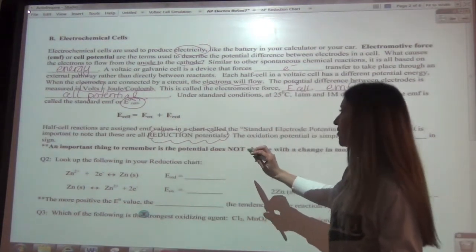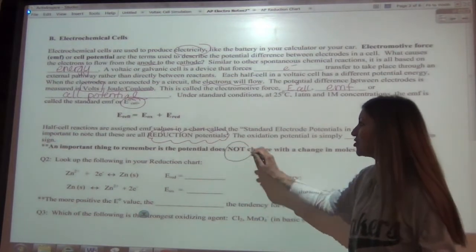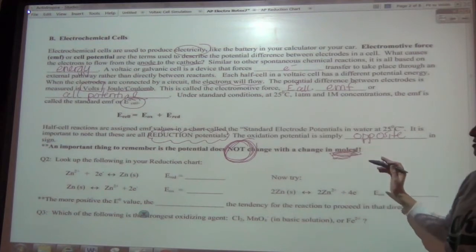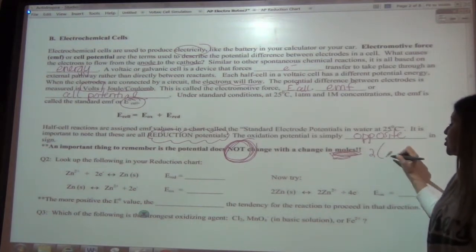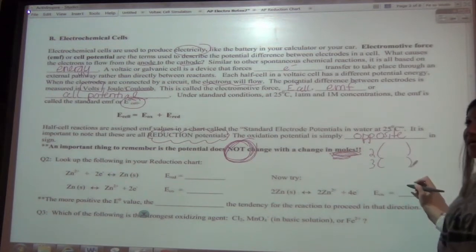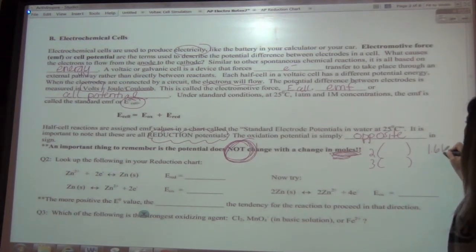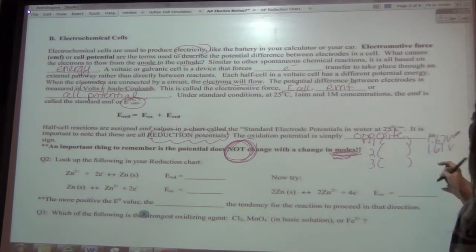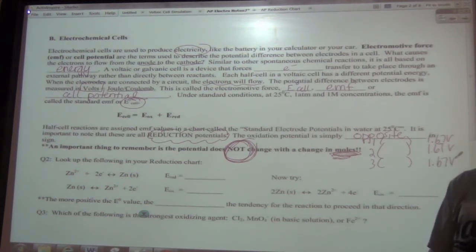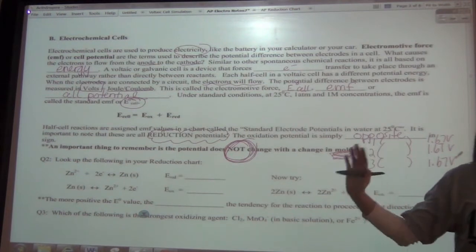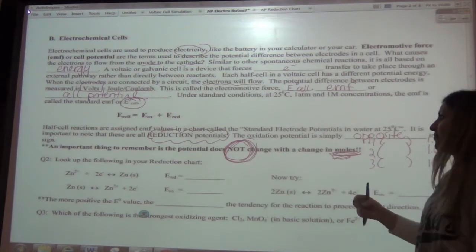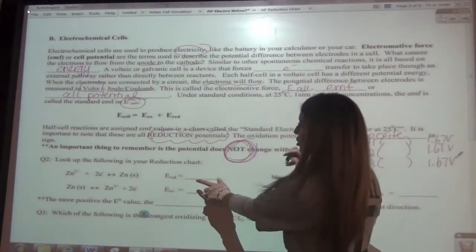This is really important. An important thing to remember is the potential does not change, circle the word not, it does not change with the change in moles. In other words, you can have your reaction times 2, you can have your reaction times 3. If your voltage is 1.67 volts, for example, so let's say times 1 is 1.67 volts, it's still 1.67 volts. Even if you multiply by 3, it's still 1.67 volts. The only way that it's going to change is if you flip it, okay? If you reverse your reaction, reduction becomes oxidation and your sign flips. That's the only thing.